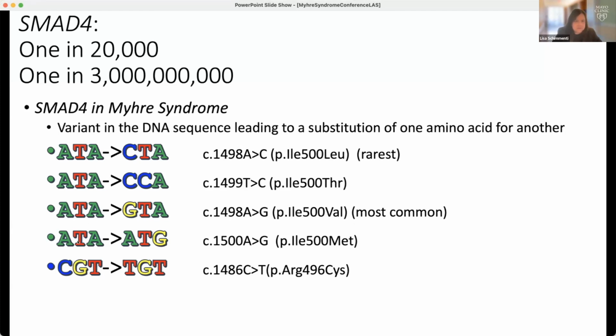And so here's ATA and ATG. At position 1500, there normally should be an A, and instead there's a G. And that changes an isoleucine to a methionine. And then a few other nucleotides away, so a few other A's, T's, C's, and G's away, is this variant at 1486. Normally there should be a C there, and instead there's a T. And so it changes an arginine to a cysteine. And all of these change the way the SMAD4 protein works.